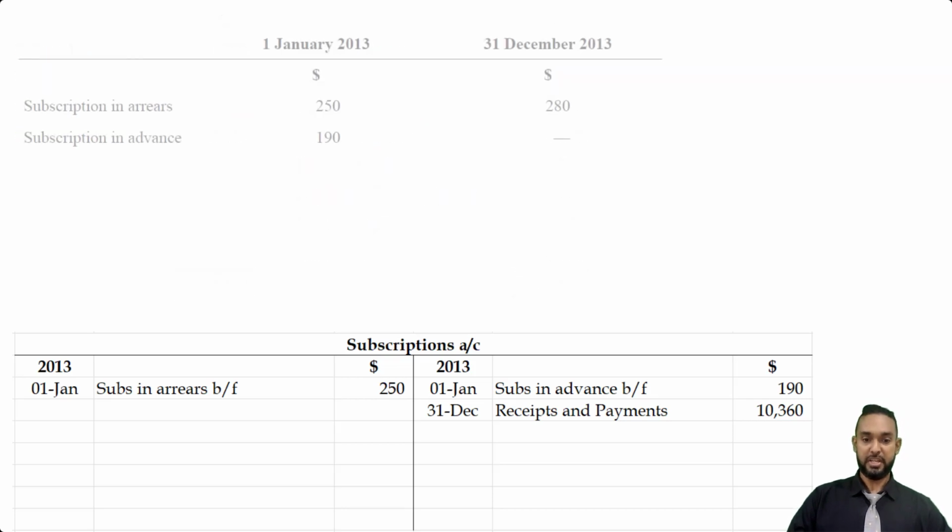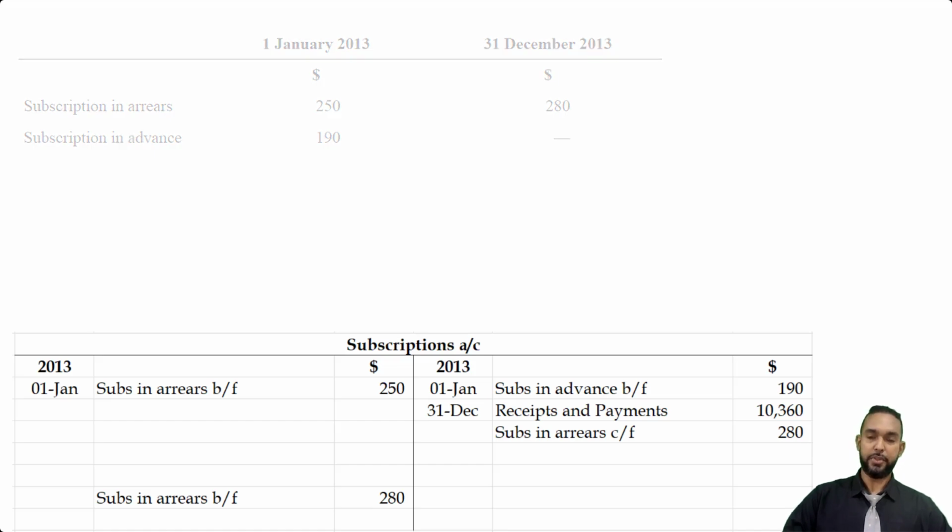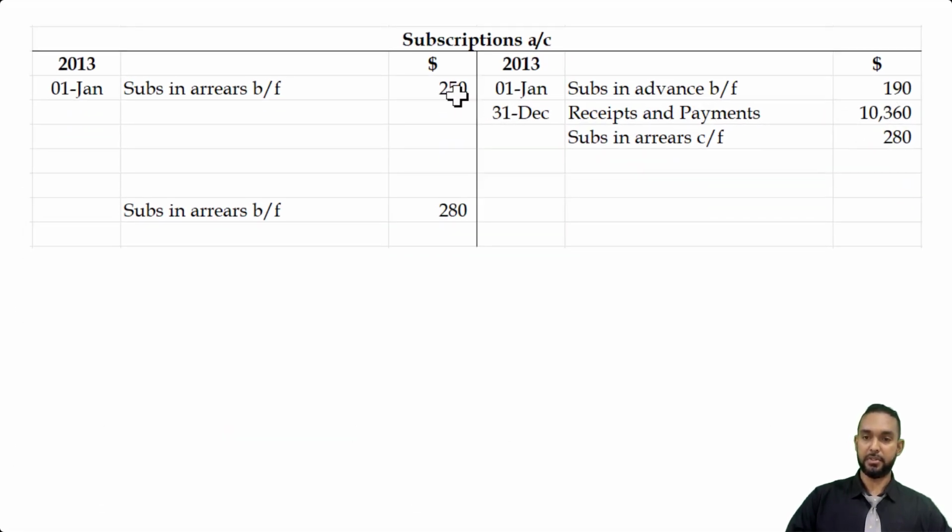Now, closing balances. So if we go back down to the ending information, we see that there's only a closing balance for the subs in arrears. There's no closing balance for the subs in advance. So we have a closing asset balance, which of course is brought down on the debit side. But prior to being brought down on the debit side, you have to first be carried down from the credit side. Now there's no other information here, but clearly this account is not going to balance. What is the balancing figure?